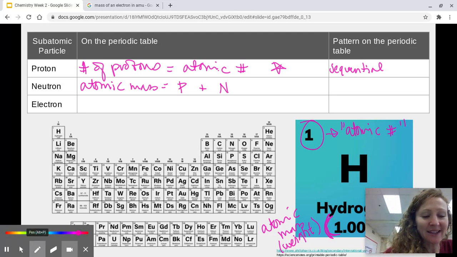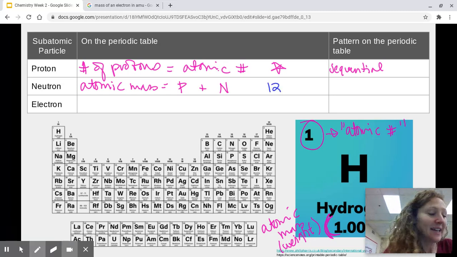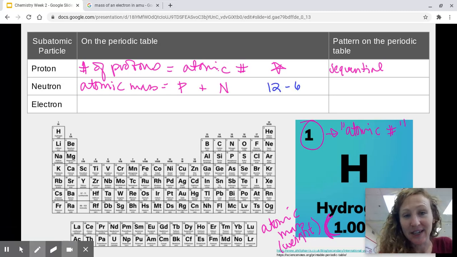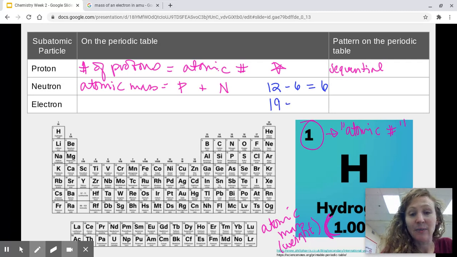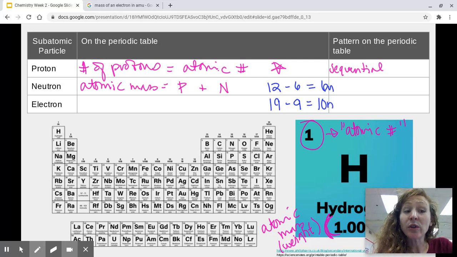Okay, so for example, let's look at carbon, right? Carbon's atomic mass is a 12, and carbon has 6 protons. And so it's also going to have 6 neutrons. Fluorine that we looked at on the other page has an atomic mass rounded to the nearest whole number of 19. Fluorine has an atomic number of 9. So when you subtract that off, it has 10 neutrons. Okay, so in order to find out how many neutrons you have, you actually have to do a little subtraction to get that. And we'll do some of that practice in class.